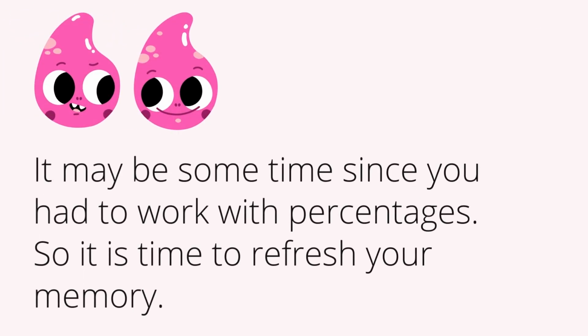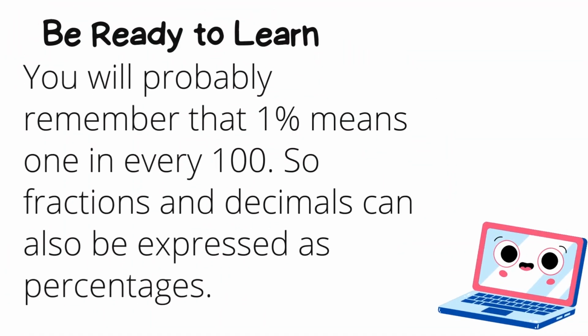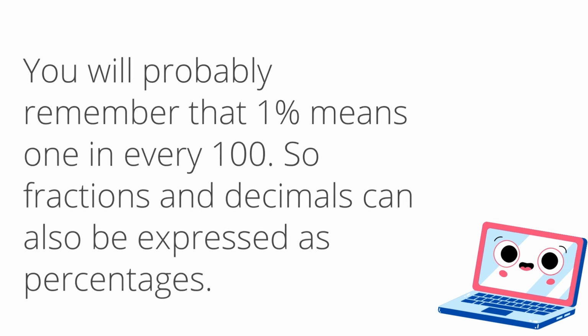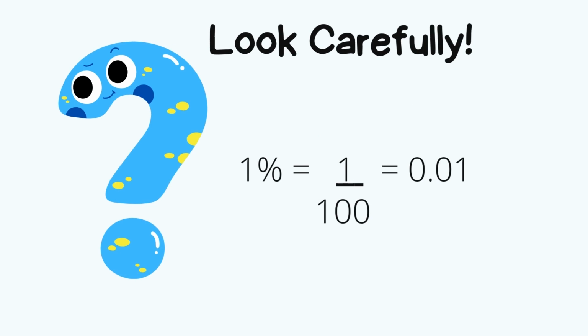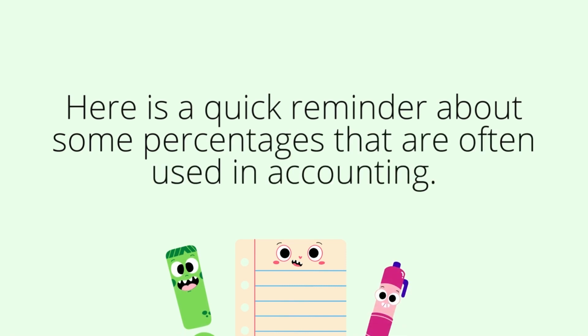Some source documents, especially the invoices, require that you calculate trade discounts, and these are usually given in percentages. It may be some time since you would have had to work with percentages, so it is time to refresh your memory. You will probably remember that 1% means 1 in every 100, so fractions and decimals can also be expressed as percentages. 1% equals 1 divided by 100, which is equal to 0.01. Here is a quick reminder about some percentages that are often used in accounting.